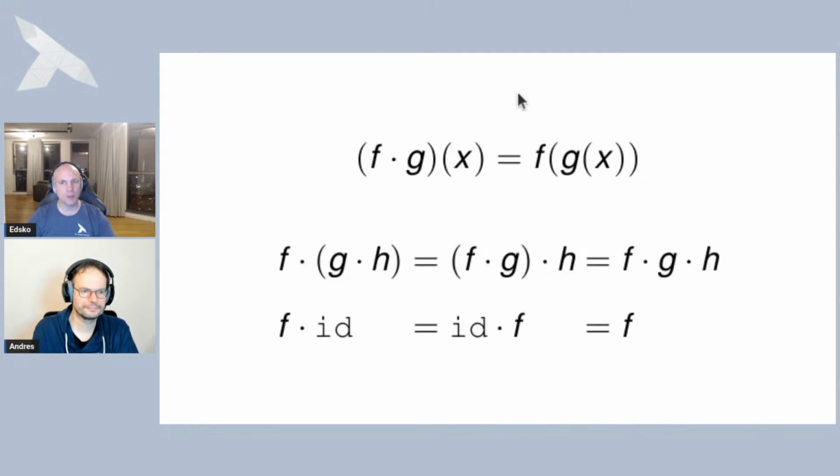So I want you to remember these two properties of function composition. One is that it doesn't matter where we insert the brackets. f.g.h just means apply h, then g, then f. And if we stick in id on the left or on the right, it just does nothing, right? It just leaves the function alone.